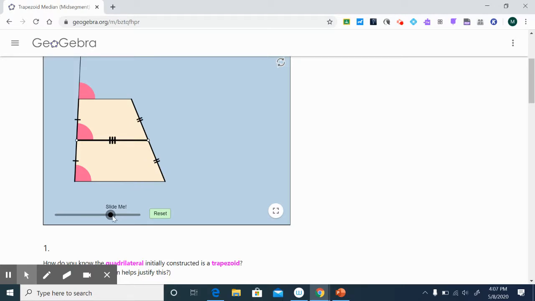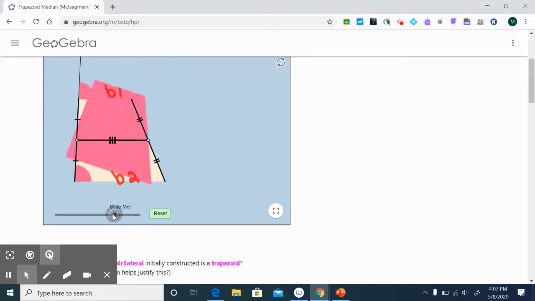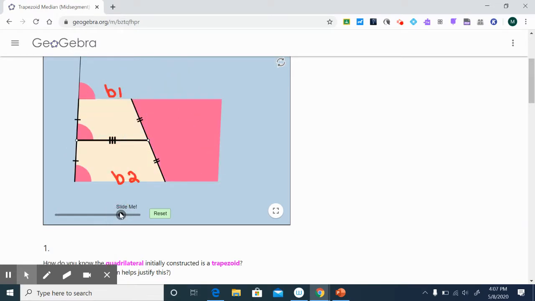Now, if I keep going here, we can say that that base is base 1 and that base is base 2. So let's keep sliding and we'll see what happens here. Now we have a second trapezoid and we're going to shift some things around here. So we have base 1 and we have base 2. So we can say that this length is base 1 plus base 2.